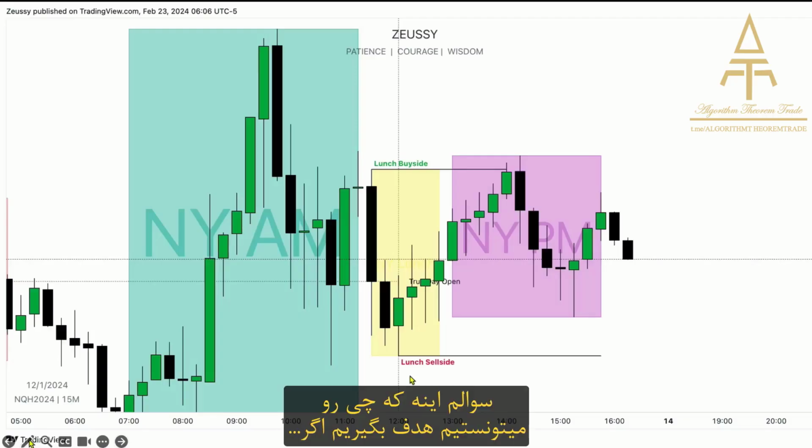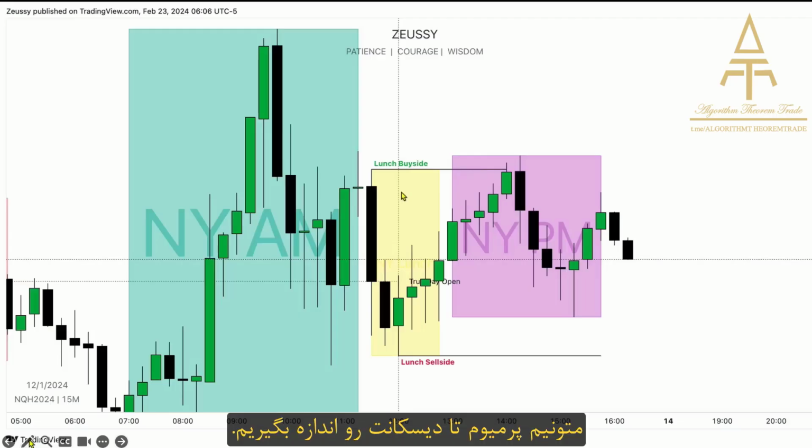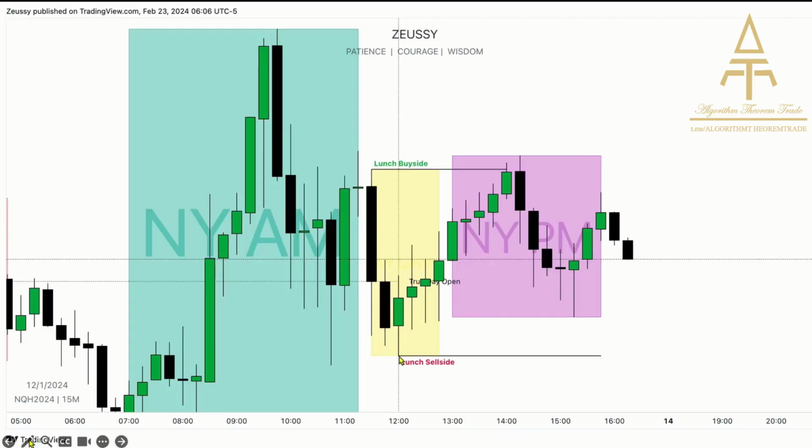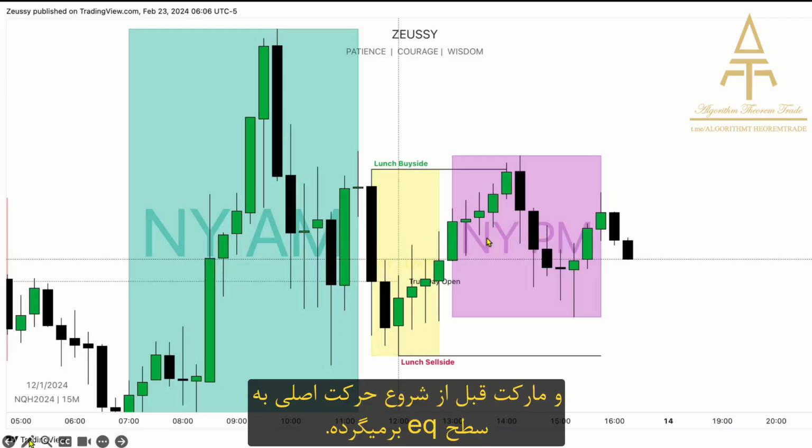Now my question to you is the following. What could we potentially target if the launch range was rather large and we are bearish, anticipating lower prices? Well, what we can do is measure premium to discount relative to the launch range, so from this high to this low. And then we know that equilibrium is around here. And the market will always try to retrace back into equilibrium before it begins its next move.